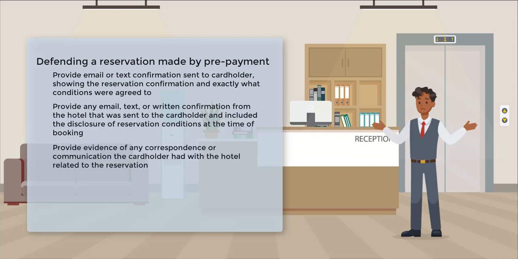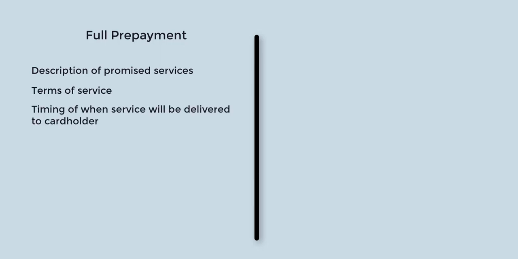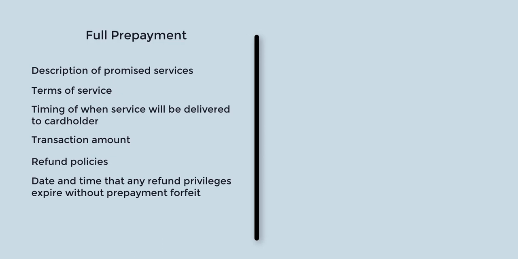Provide evidence of any correspondence or communication the cardholder has had with the hotel related to the reservation. Provide the reservation form with clear prepayment details of the prepayment authorization charge. The form for reservations made with full prepayment must include description of promised services, terms of service, timing of when services will be delivered to the cardholder, transaction amount, refund policies, date and time that any refund privileges expire without prepayment forfeit, any associated charges.